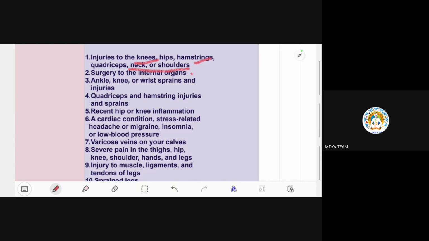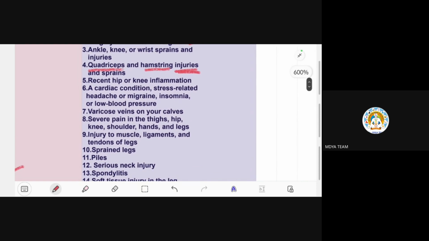Surgery in the internal organs, ankle, knee, wrist sprain injuries, quadriceps and hamstring injuries, recent hip inflammation or knee inflammation, cardiac conditions, headache, migraine, insomnia, and low blood pressure. People who are suffering from low blood pressure shall not perform this. I saw once a couple who had this problem. The male had insomnia and the female had low blood pressure, and they loved to do this. It was just before COVID that I'm talking about.